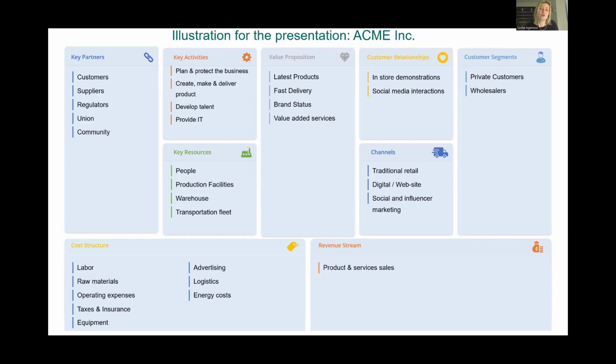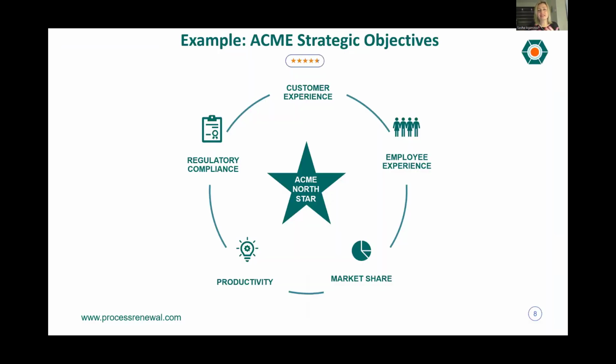Now, what else do you need to know about this organization? What are they striving for? What are their strategic objectives? This is very important for any organization to find out. What's important to them? What are they striving to achieve? We call it a North Star, or strategic objectives. Right now it's not even an objective yet, but these are the key critical strategic components that are important for this organization. If you look at what they stated, they are customer experience, employee experience, market share, productivity, and regulatory compliance.